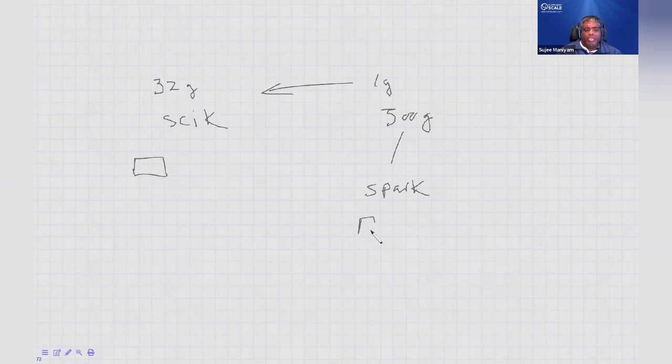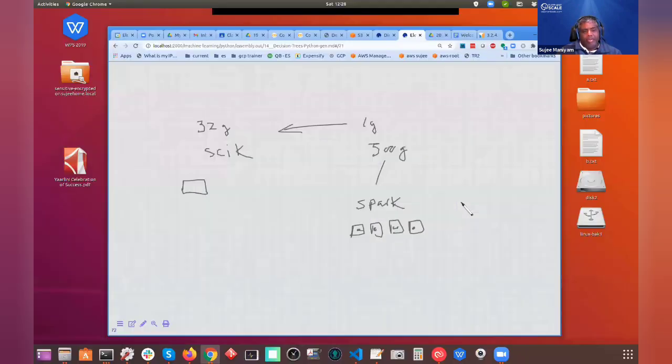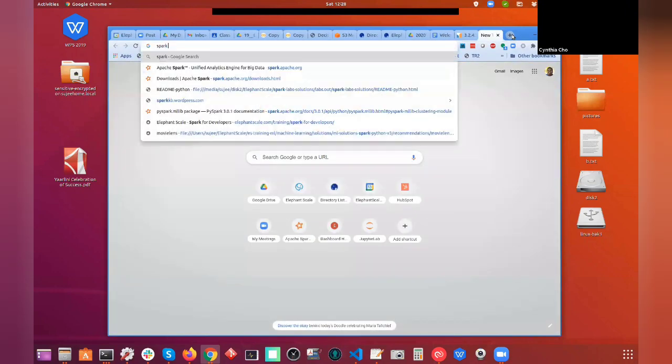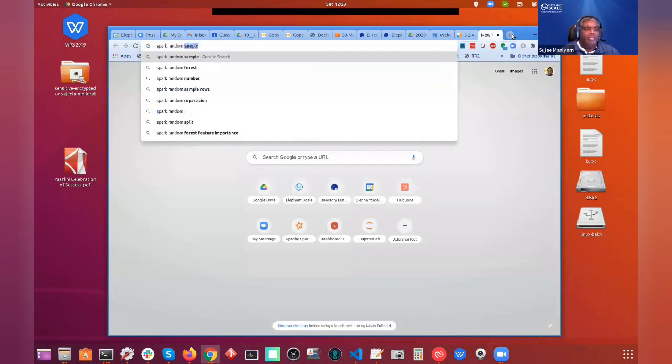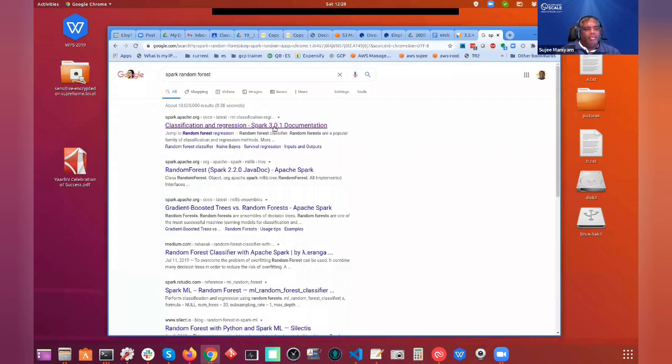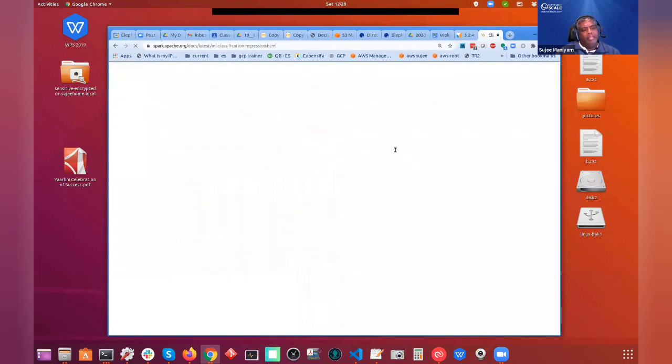Spark, on the other hand, is designed to run on multiple machines. So you can actually distribute your data across many machines and then run them. Let me show you a Spark API, and you'll see how similar it is. You say Spark random forest, and you see the API looks exactly like scikit.